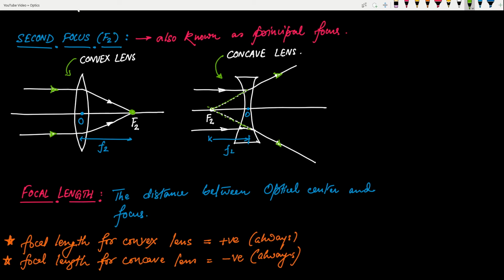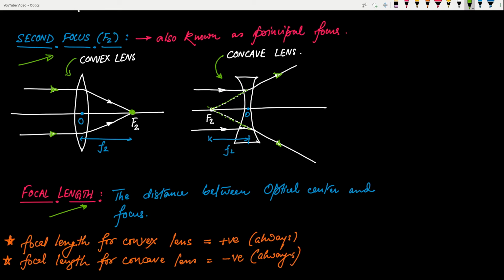Okay, now let's understand what is focal length. If you have gone through the mirror video, then this is just a piece of cake. The distance between optical center and focus is known as focal length. Now I have told you that the second focus is basically the principal focus of the lens, and all the numerical problems we will be solving using second focus.